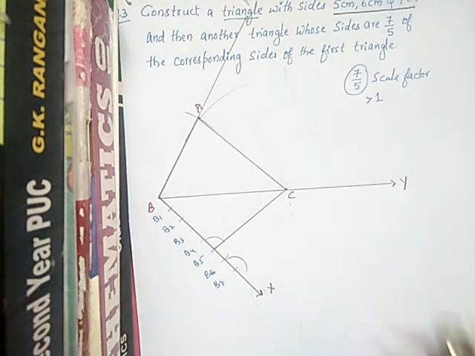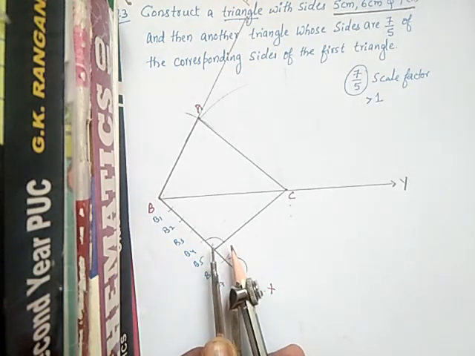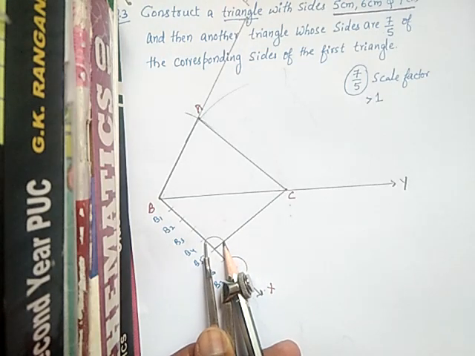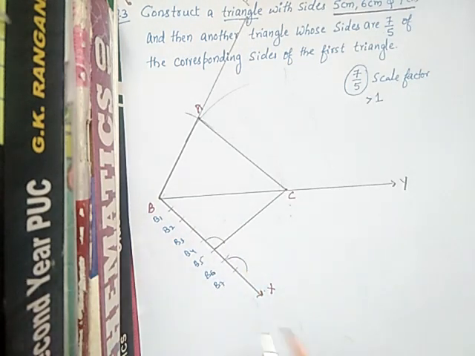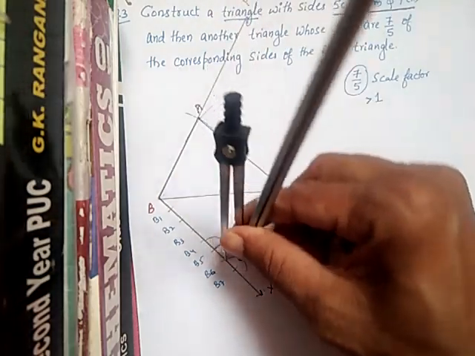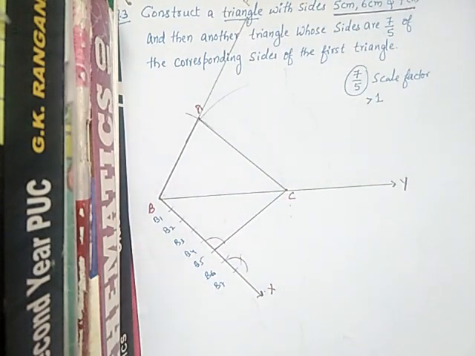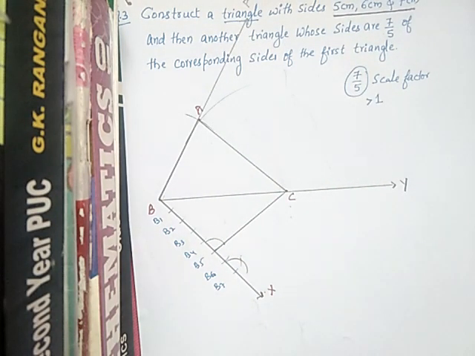Okay, after this one, now you have to take the distance of these two exactly like this distance you have to consider. Next, on this point you have to keep this point where the arc is cutting, and just you have to make it like this. Okay, so wait 1 minute.